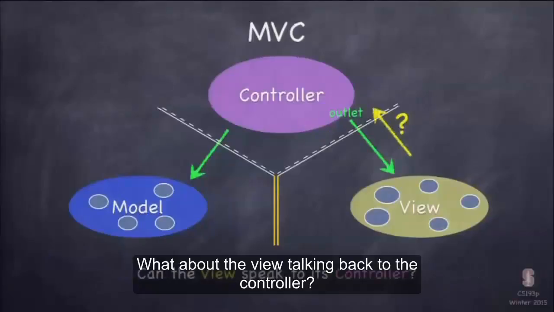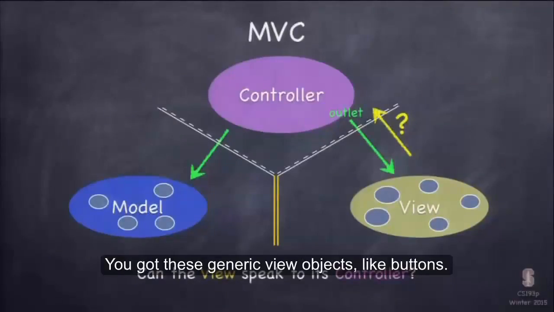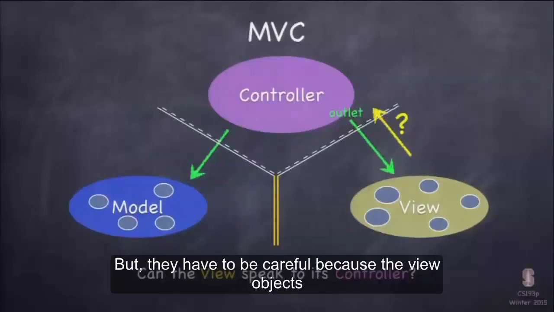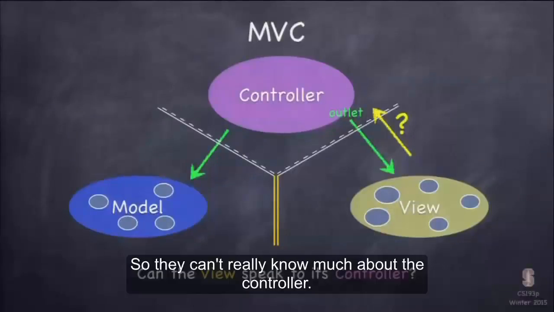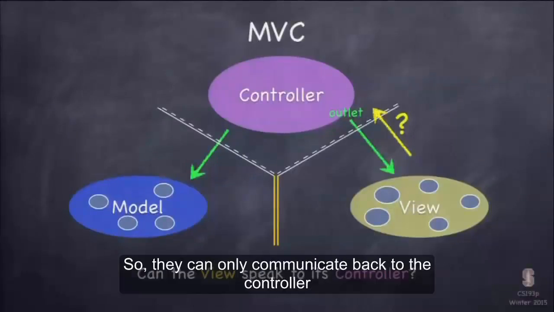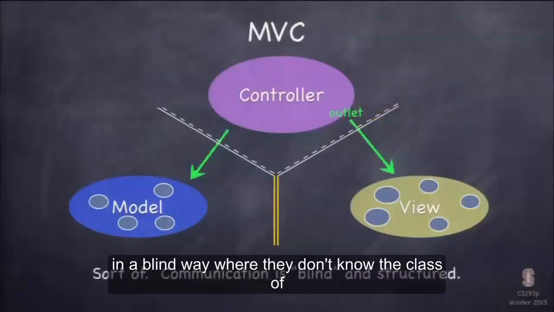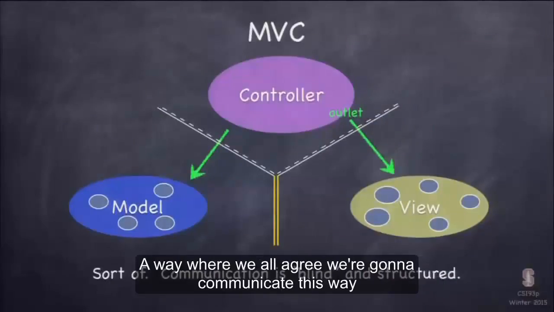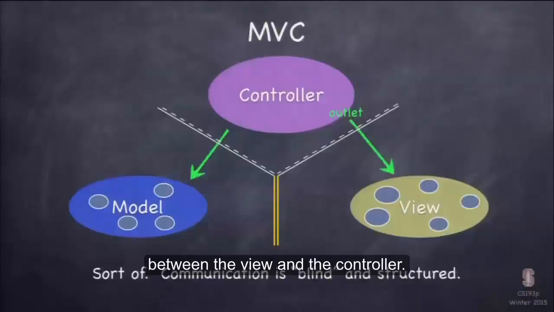What about the view talking back to the controller? You've got these generic view objects like buttons. Can they talk to the controller? Well, yes, they can, but they have to be careful because the view objects are generic. So they can't really know much about the controller. So they can only communicate back to the controller in a blind way, where they don't know the class of the thing they're talking to, and in a structured way, a way where we all agree we're going to communicate this way between the view and the controller.